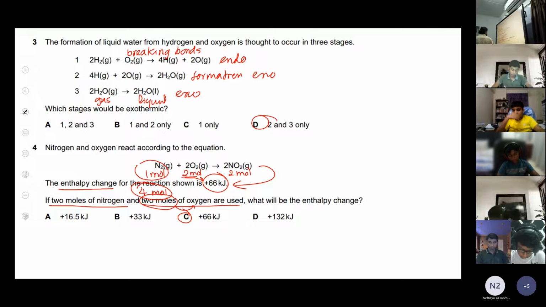Even though this is 2, this is in excess, right? I'm guessing. That is the last question. MCQ 32. That's what I told you.